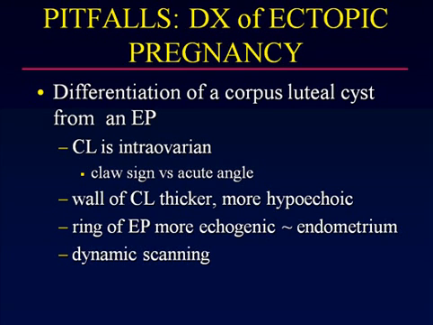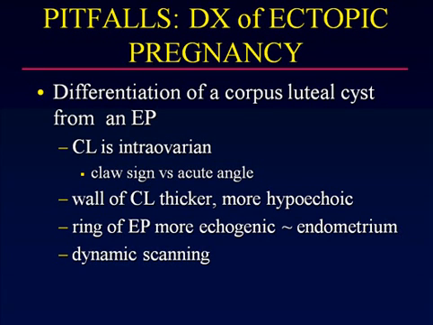First of all, the corpus luteal cyst is intra-ovarian in location. So you ought to see a rim of ovarian tissue around the corpus luteal cyst, and this has been described as the claw sign, as opposed to an ectopic pregnancy, which is adjacent to the ovary, and therefore the structure should have an acute angle with the adjacent ovary.